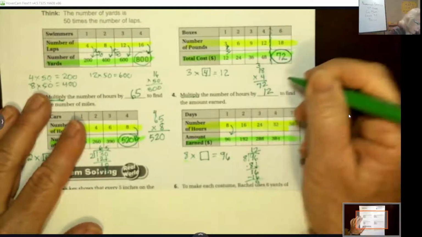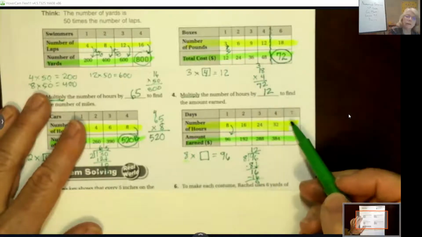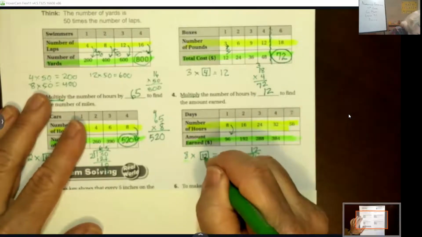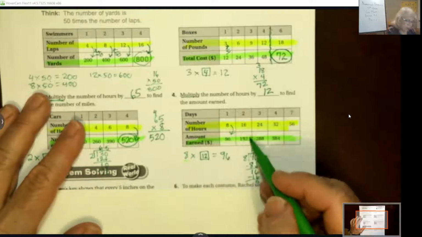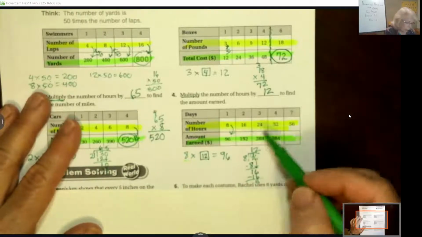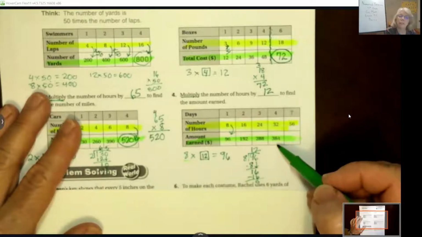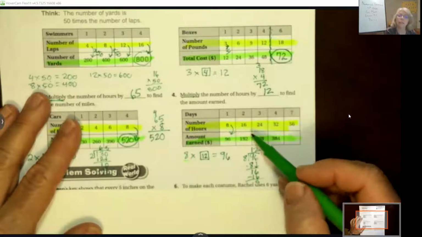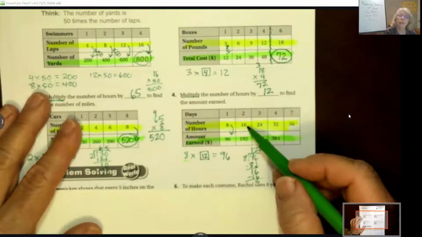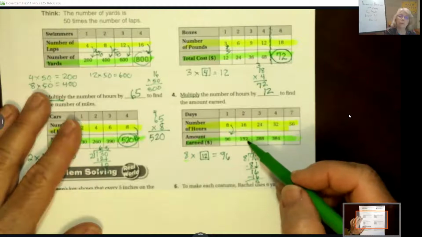So we multiply the number of hours by 12 to get the number below. And if we wanted to, we could check each one of them. For the sake of time on this video, I'm not going to do each of these, but each time it is true that the top number multiplied by 12 gives you the bottom number.